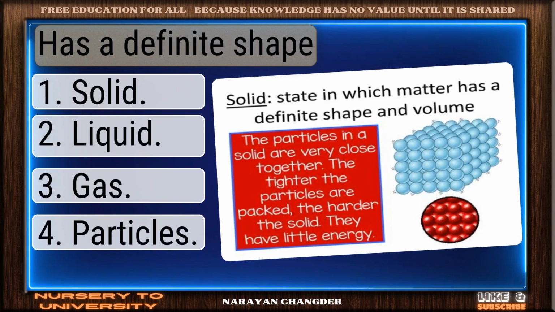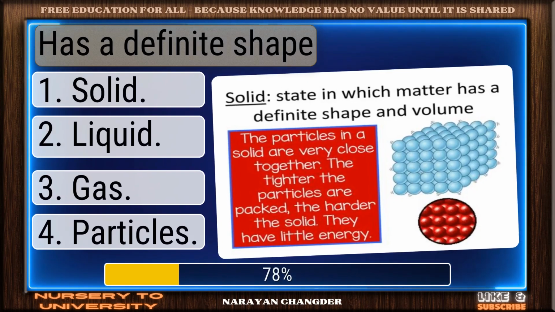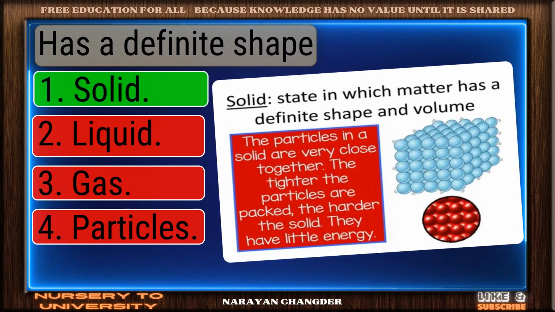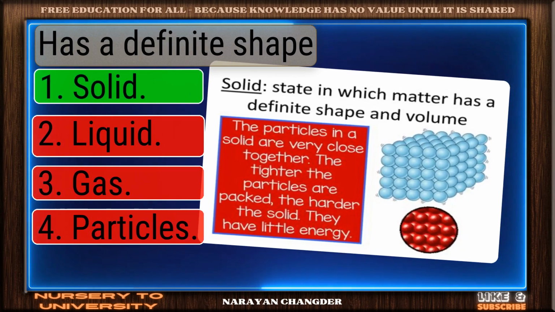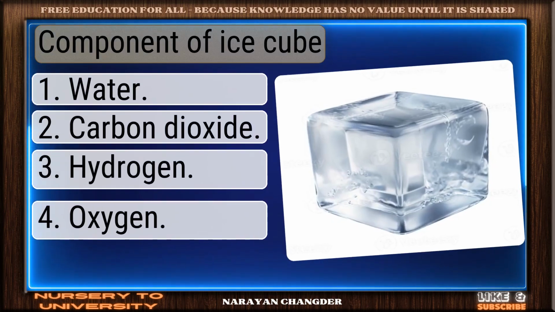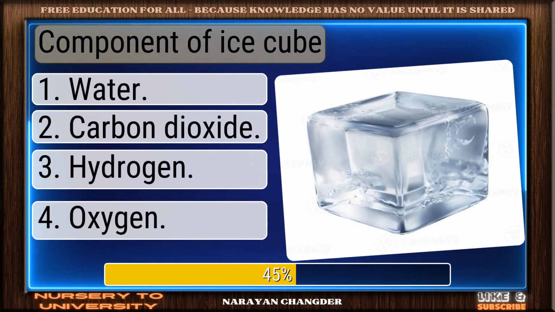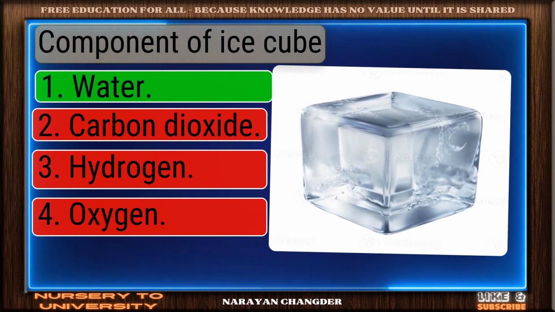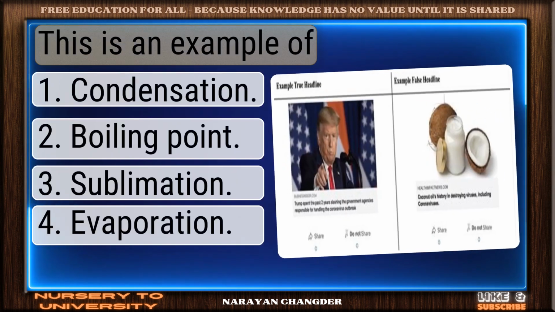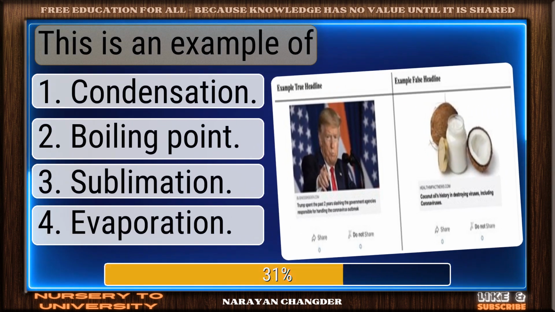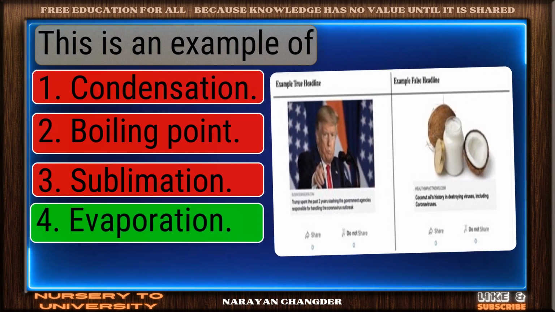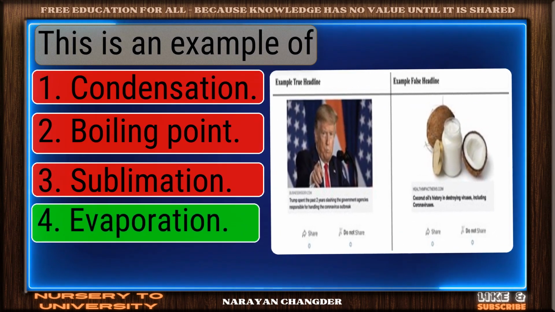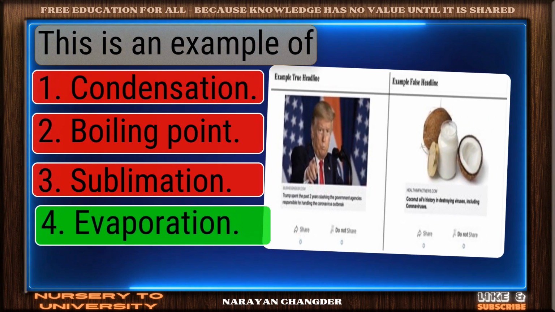Has a definite shape. Nice work. You chose solid, and it is correct. Component of ice cube. Well picked. Water is the correct answer. This is an example of. Exactly. Evaporation makes sense, and it is the right choice.